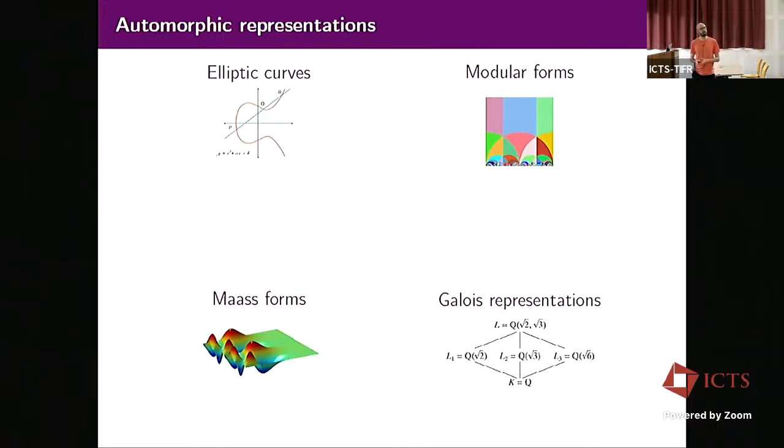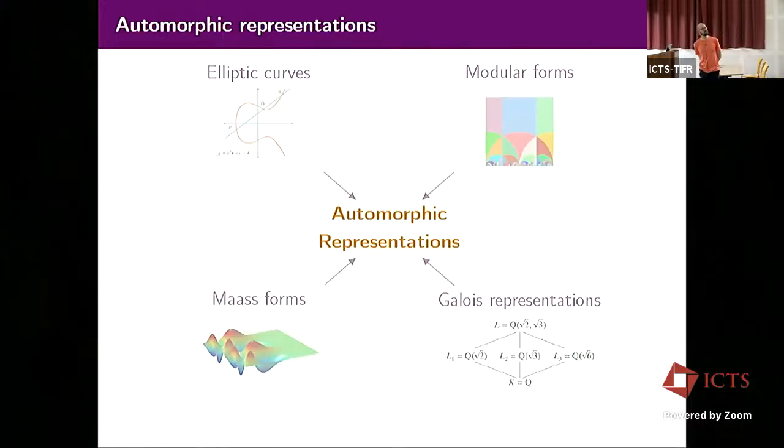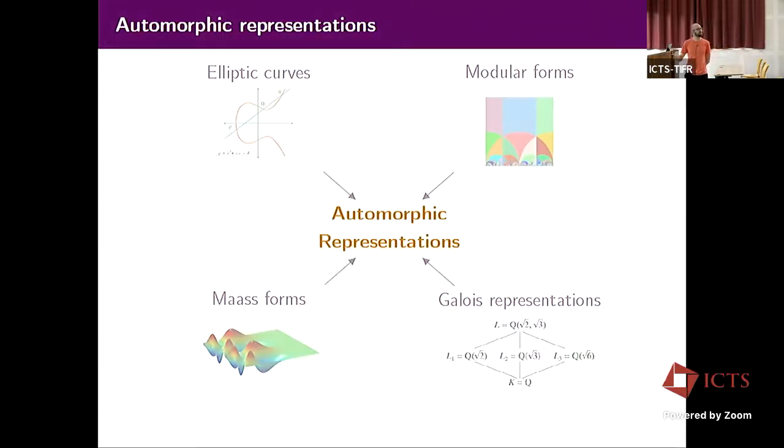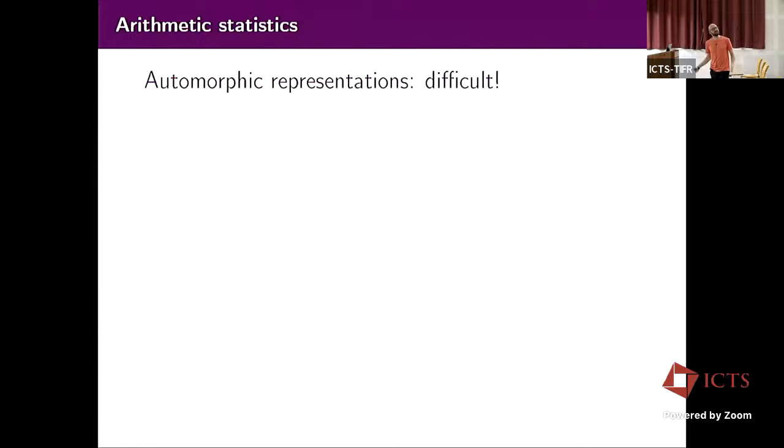All these objects, despite being very important and very active areas, can be seen, at least conjecturally, as different faces of a single object, which are automorphic representations. I won't be defining anything more than that for automorphic representations, but that's one of the motivations to study these objects. And of course, we can guess that the study won't be easy, because each of the objects I mentioned before, elliptic curves, Galois representations, are still pretty mysterious. So putting all of them in the same framework won't solve all the problems.